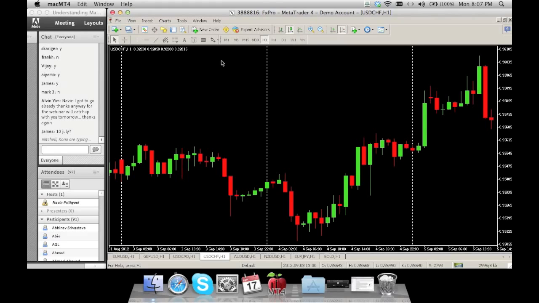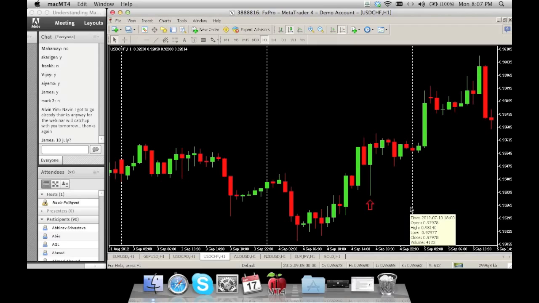Okay, what about this particular one here? Is this a trend continuation pattern? James 10 July. Okay, I'll take a look at it.